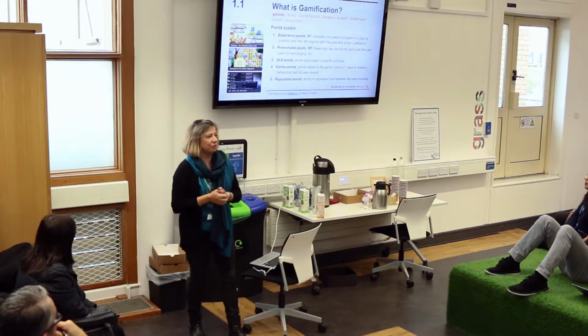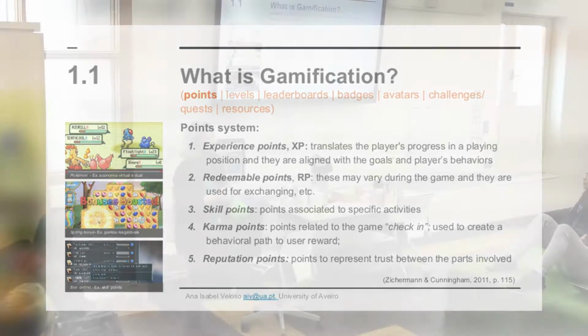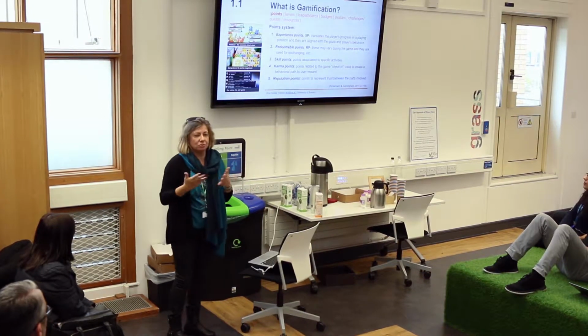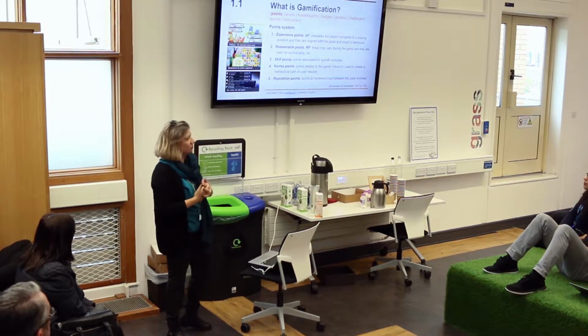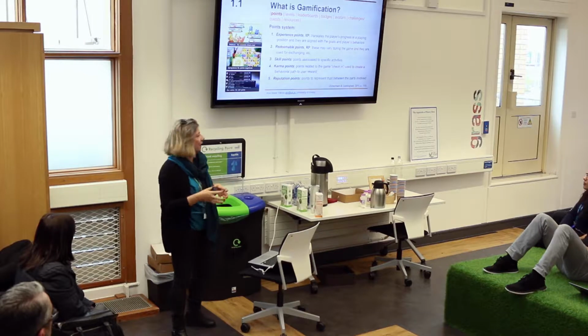Regarding system points, we also have five types of different system points. We can have experience points, which is the regular system that translates the progression of the player in the game, the position. Redeemable points, which may vary and can be used to exchange. Skills points, which give the player some credit about his position in the game.